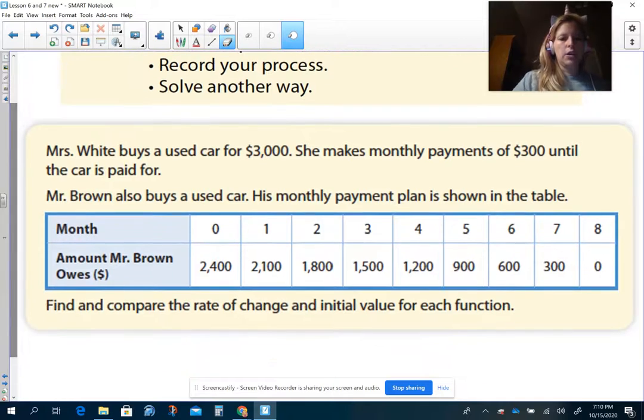All right, so Miss White buys a used car for $3,000 and makes monthly payments of $300 until the car is paid for. Mr. Brown also buys a used car and his monthly payment plan is shown in the table. Find and compare the rate of change and initial value for each function. So what I'm going to do, you pause my video, and I need you to find the rate of change and initial value for both Miss White and Mr. Brown so we can have a discussion. Well, I could talk to my video camera, but y'all can talk to each other. So, all right, pause my video and find the rate of change and initial value for Miss White and Mr. Brown. Go.